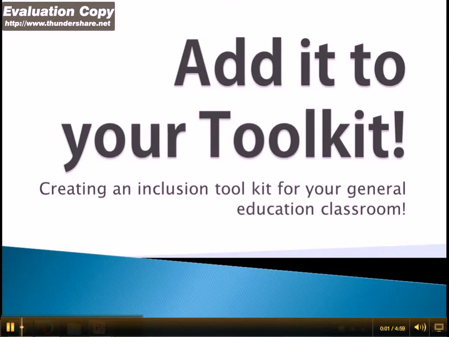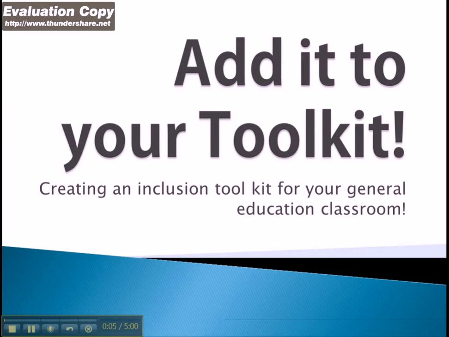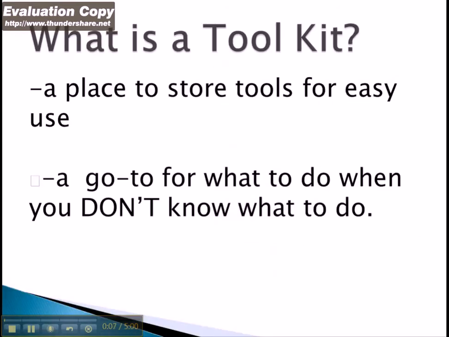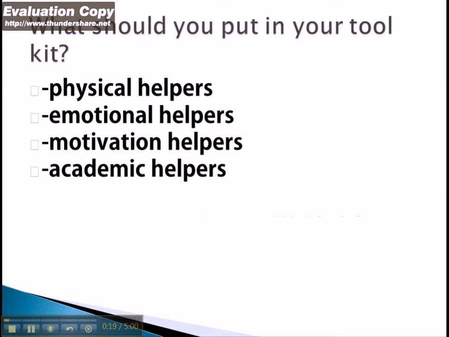Want to add it to your toolkit, creating an inclusion toolkit for your general education classroom. What is a toolkit? A toolkit is a place to store tools for easy use, as the regular definition of a toolkit is, or a go-to for what to do when you don't know what to do. A great example of this is when you have an inclusion student enter into your classroom. What are some things that you should put in your toolkit?